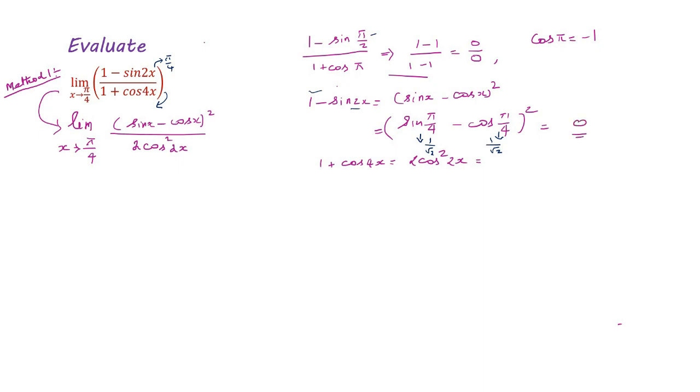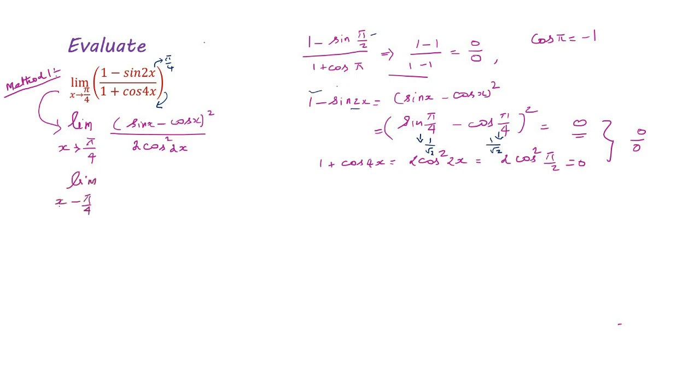Then what about the denominator, which is 2 cos squared 2x? Again 0, because x is pi by 4, so 2x is pi by 2, and you get 0. Now again 0 divided by 0, which is an indeterminate form. Therefore, we further simplify this in a different way.